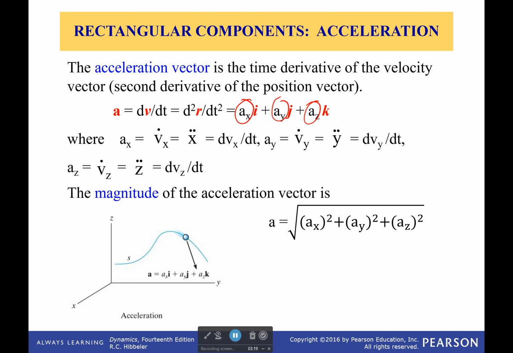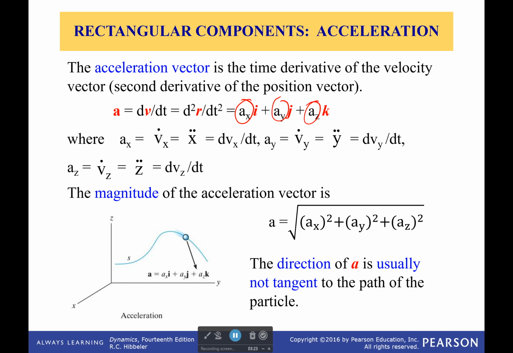And as with the last few, we can take the magnitude of the acceleration vector, and the direction of a is usually not tangent to the path of the particle. If it's a straight line, yes, it will be tangent because it's going in a straight line. Other than that, it doesn't usually happen. It follows the hodograph of the velocity, which is just where the end point of the velocity is at every single moment, because that is what the acceleration is changing.